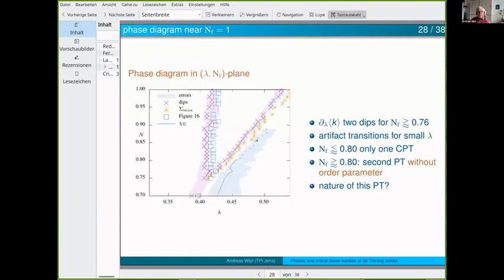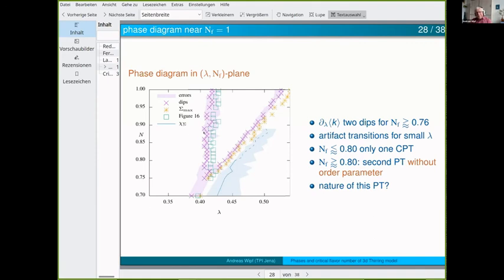So here is now the phase diagram near one flavor. One flavor is here on top. Here on the left, we have the lattice artifact phase transition, which is now well separated from the second point where the susceptibility has this dip. Then you decrease the number of flavors, and at roughly 0.8, the 2 phase transitions meet. And below this, you have this spontaneously broken phase, as we have seen.